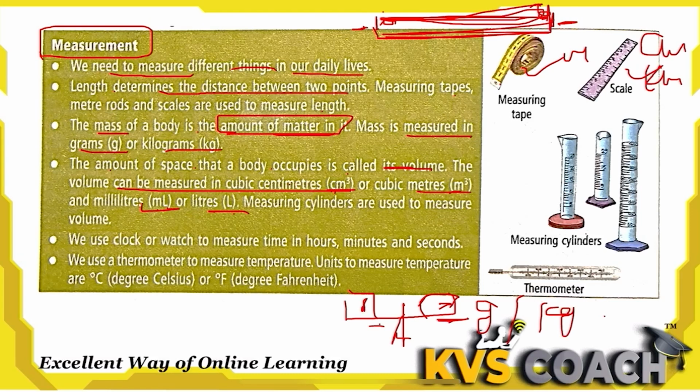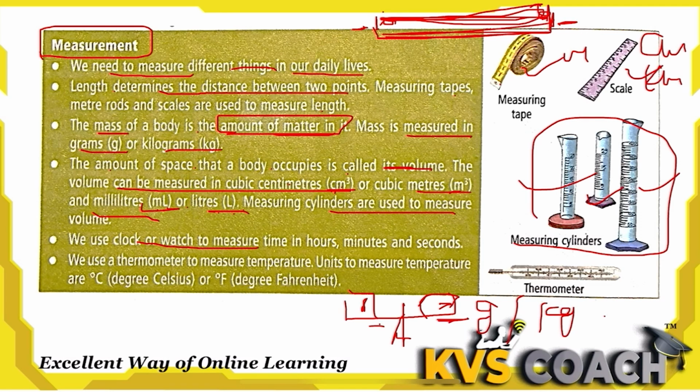This is cubic centimeter or cubic meter, meaning the space occupied by it, or milliliter or liter. We can measure milk and water by the milliliter or liter unit. Measuring cylinders are used for measuring volume.